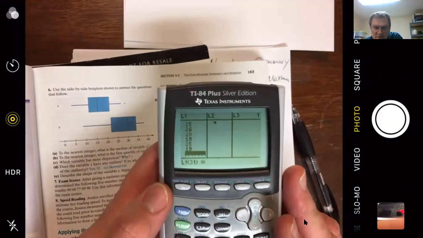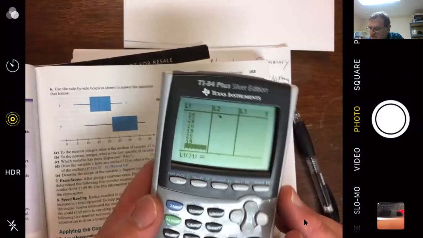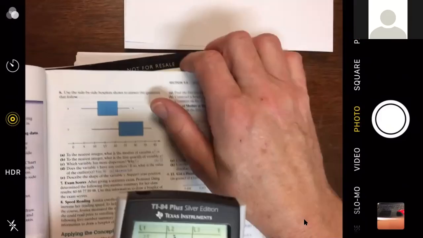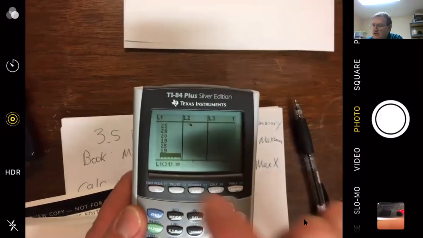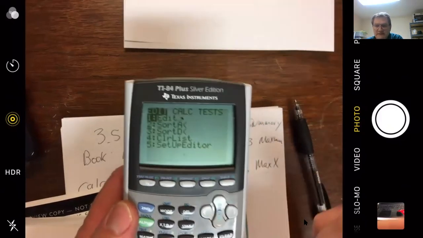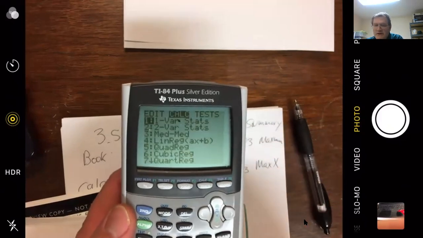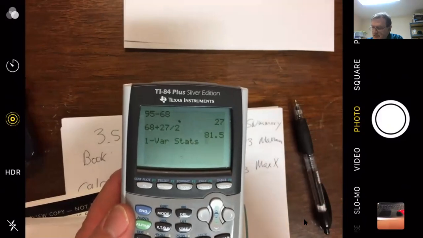They took 30 mothers and their age at the time of their first birth, when they gave birth to their first child. Can I just go with this data and show you how to get the 5-number summary? Yes, please. Okay. So once the data is entered, you hit Stat, over to Calc, enter on number 1 variable stats, and then enter again.